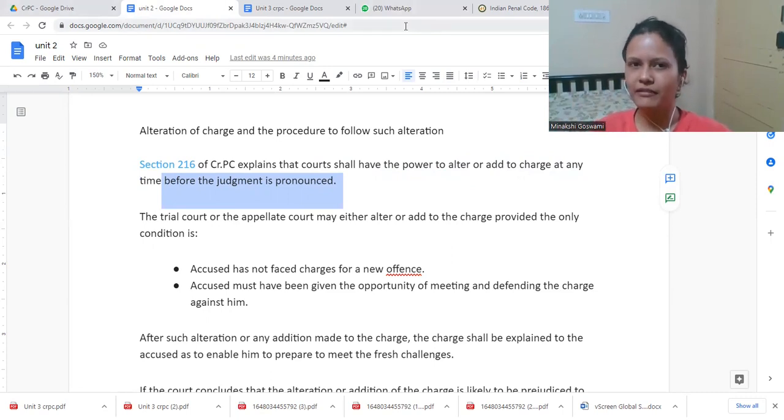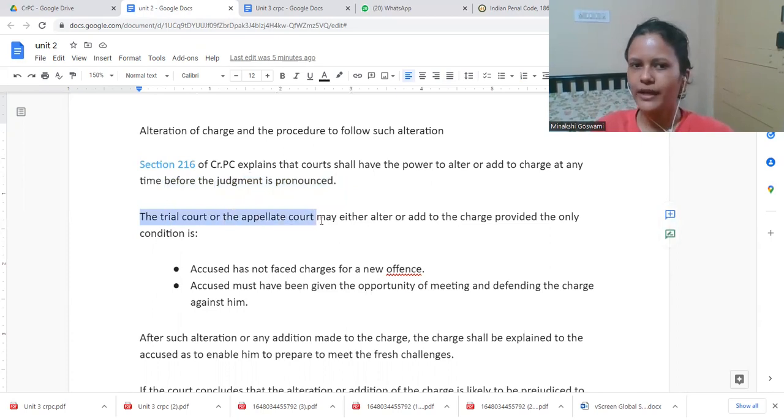charges. Okay, like the court might feel that, okay, fine, the FIR was filed under these two sections, the charge sheet also mentions these two sections, but actually this other section does not make any sense. This should not be there. So in such cases, the court can make alterations as well. Or if the court feels that something else needs to be added, that can also be done.